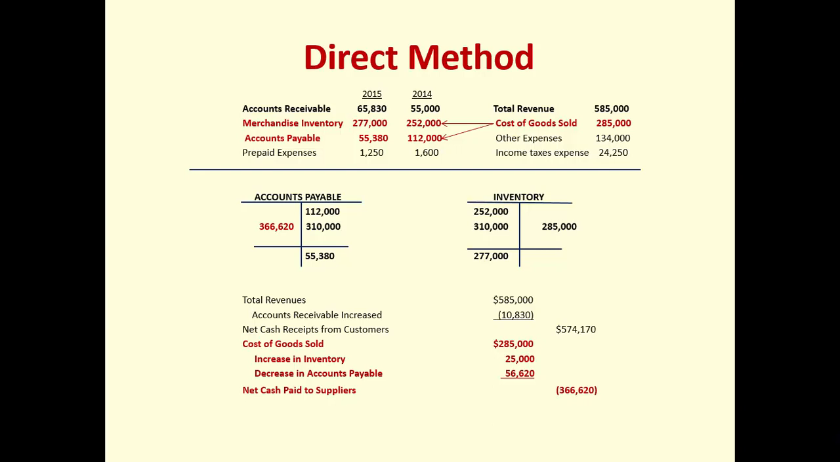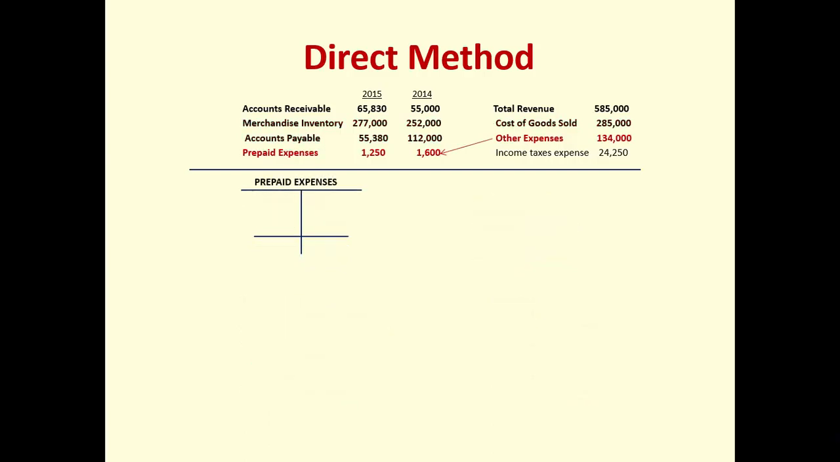Now solve for accounts payable. That's cash paid to suppliers. That $366,620, I needed to solve inventory and accounts payable to determine what the cash is. So net cash received, net cash paid.